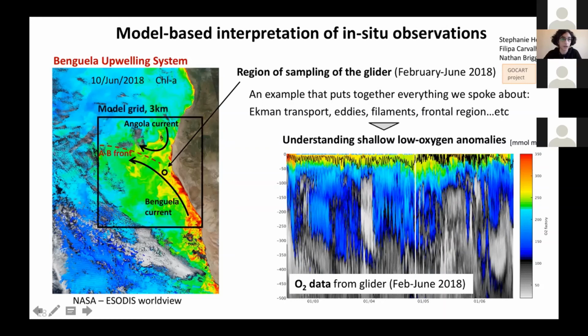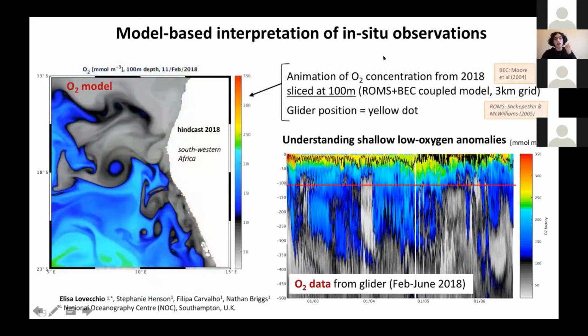And to do so, I developed this model setup that is a higher resolution model than what I showed you before. And it's also smaller, so it's only this square really centered around the glider position. It's still a fully coupled physical and biogeochemical model. So what I will show you here is an animation of the oxygen concentration sliced at 100 meters depth in the domain that I showed you before. And I really use the same color scale so you can compare what the glider saw and what the model sees in terms of oxygen concentration.